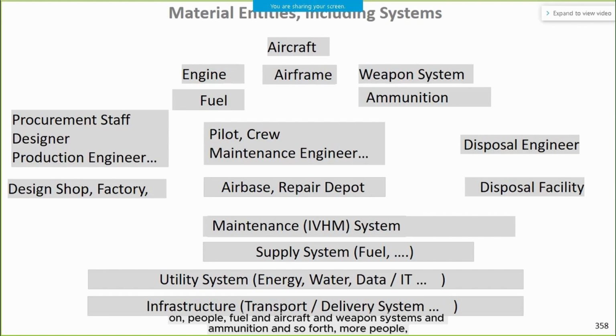People, fuel and aircraft and weapon systems and ammunition and so forth, more people, disposal people, and then a maintenance system, for instance, the vehicle health maintenance system, a fuel supply system, a utility system or a series of utility systems, infrastructure, so transport delivery systems to move fuel and aircraft around and so forth. So this is where systems go. And this is how we are to understand systems from a BFO point of view. They're all material entities.